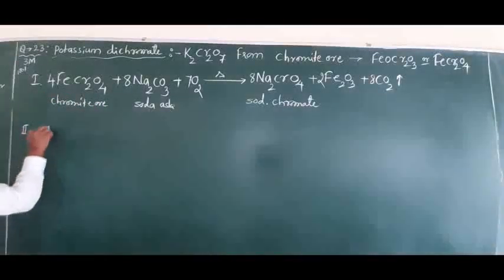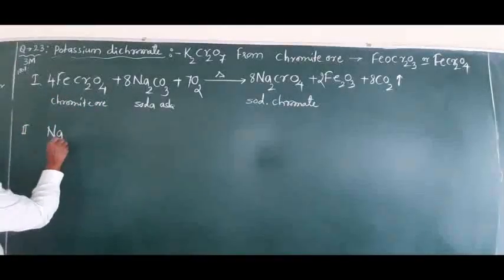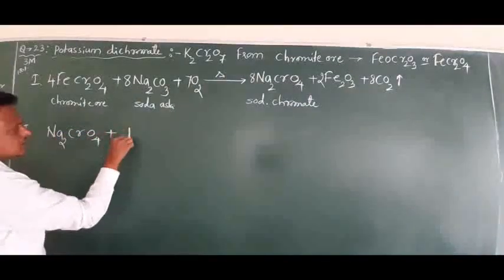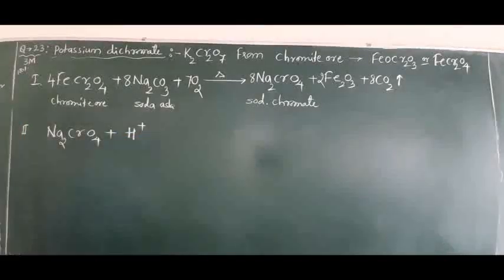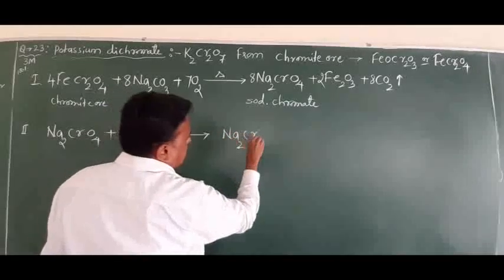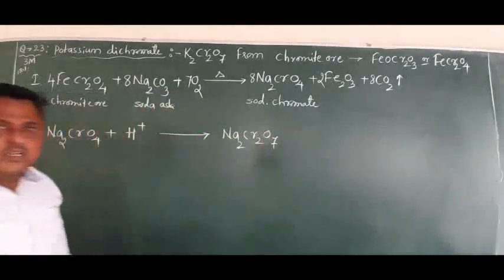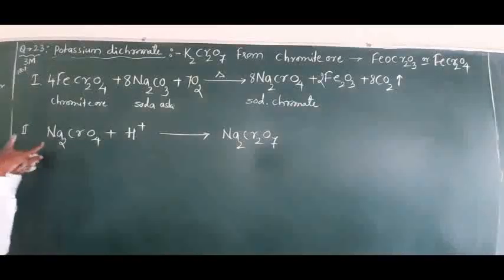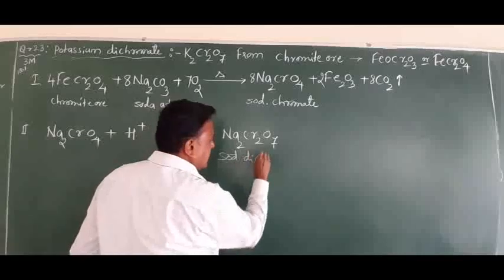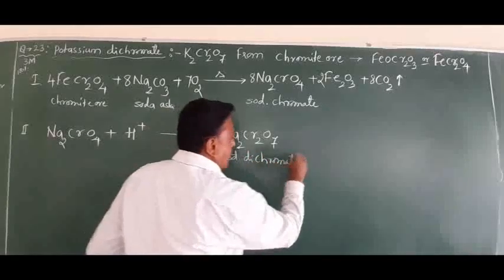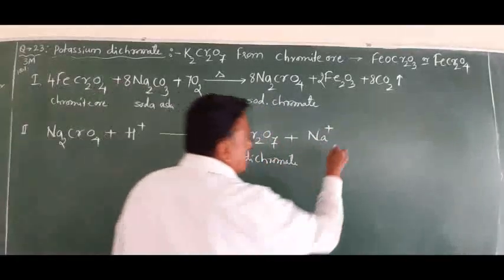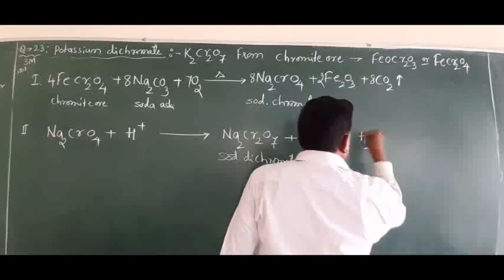In the second step, sodium chromate, Na2CrO4, is washed with water and finally treated with dilute sulfuric acid. The compound formed is Na2Cr2O7. Sodium dichromate is formed. Sodium chromate is converted into sodium dichromate. This is your sodium dichromate, along with the release of sodium ions as sodium sulfate, and water is released.